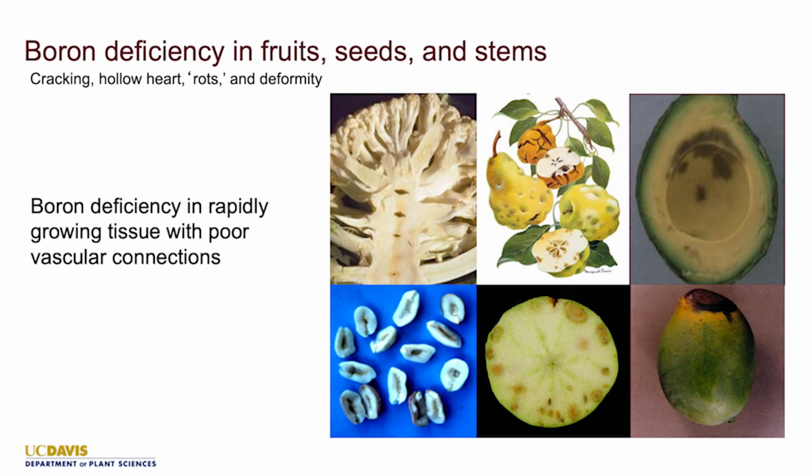One of the very common effects of boron deficiency that unfortunately only tend to show post-harvest, after you've collected these fruits and sent them off for shipping. You get cracking, you get hollow heart, you get a propensity to rotting tissue and deformities that compromise the value.